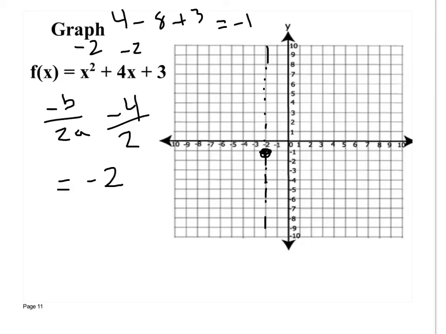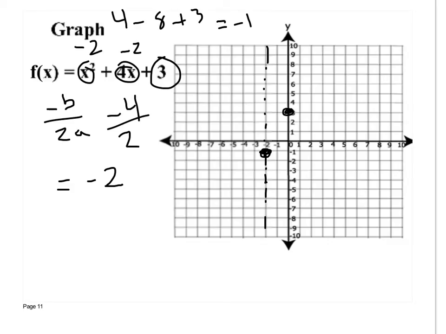Then I've got to decide, is this a maximum or a minimum? Well, what is it? Minimum. It's a minimum because A is positive. Okay? So it's going to be going upwards. Step 3 says find the y-intercept. What is the y-intercept? It's C, which is 3. If you're not for sure, plug in 0 here and 0 here.